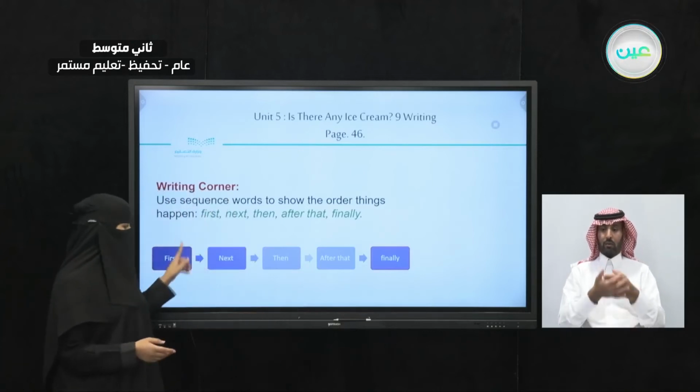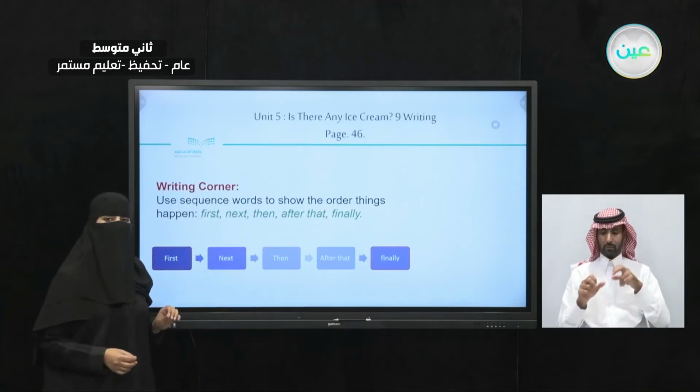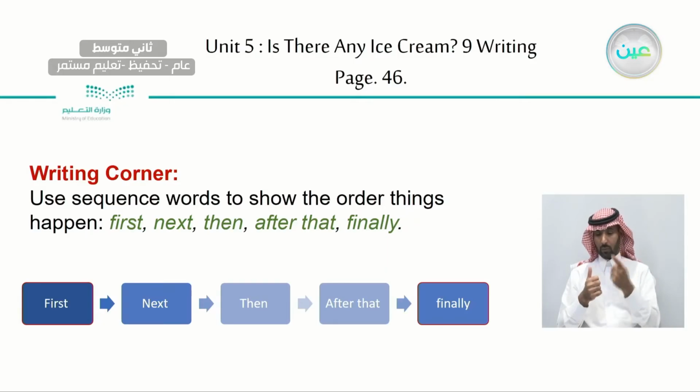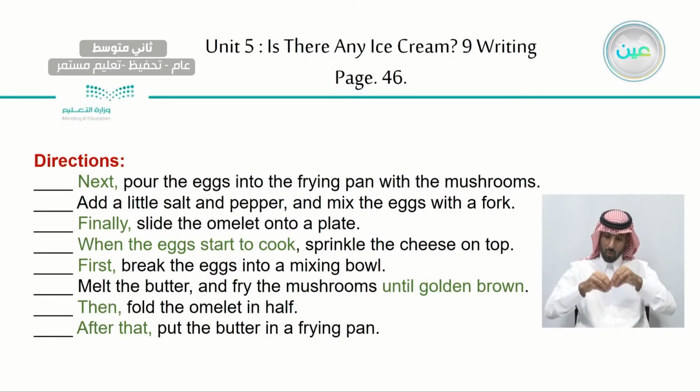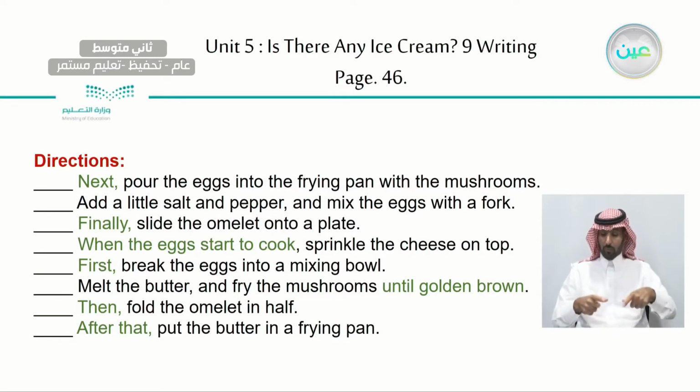Now, we're going to find the word first. We're going to put number 1. That means this is the first step. Where is first? I can see it here. First, break the eggs into a mixing bowl. See? This is the first one.